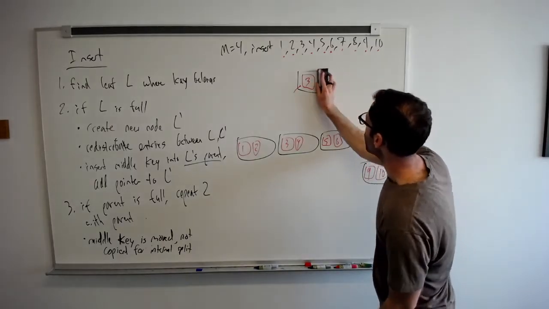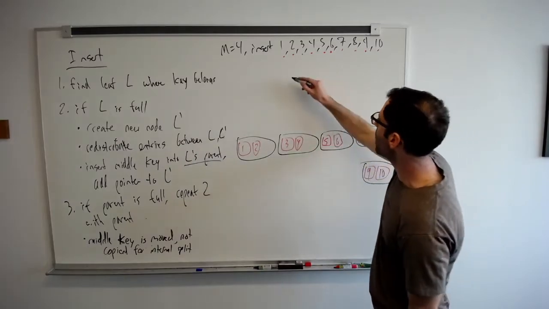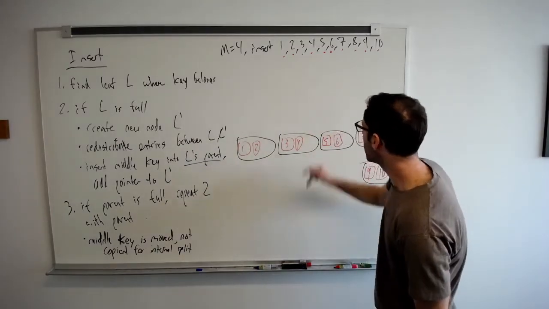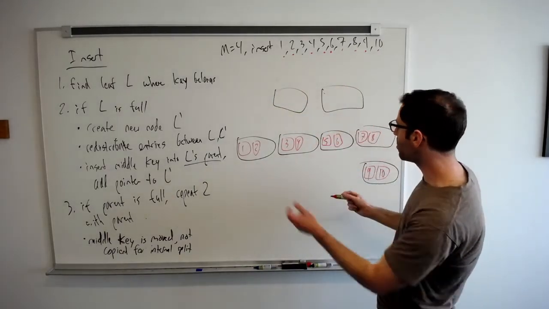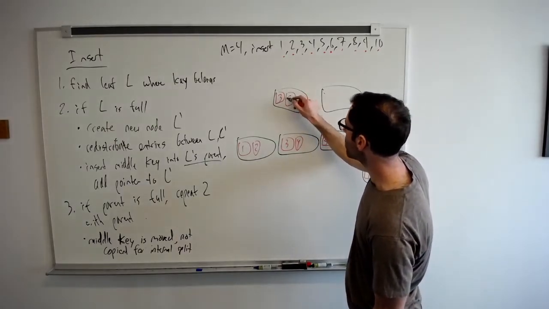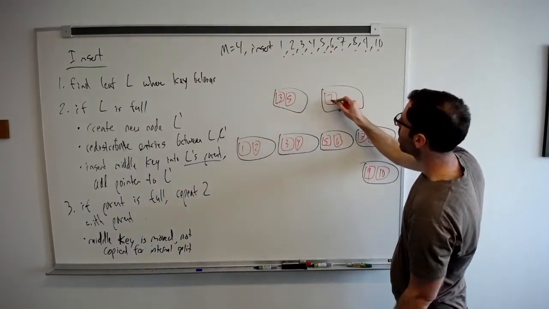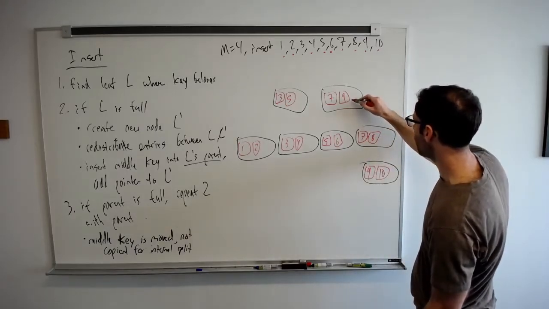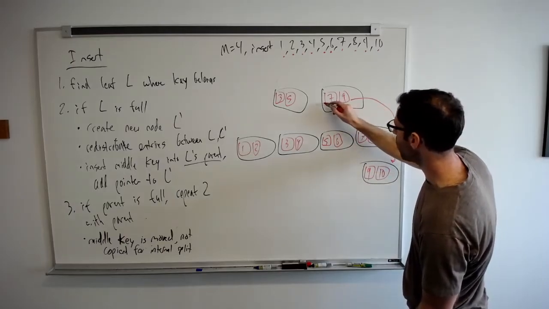And so when we split that, we do this same process of creating 2 nodes. We draw them here, and we redistribute the entries. So we had 3, 5, 7, which means we have 3 and 5, 7 and 9, and we have all the pointers here.